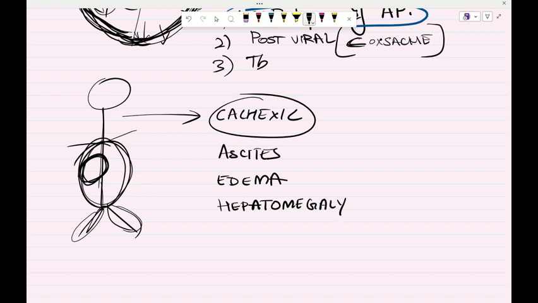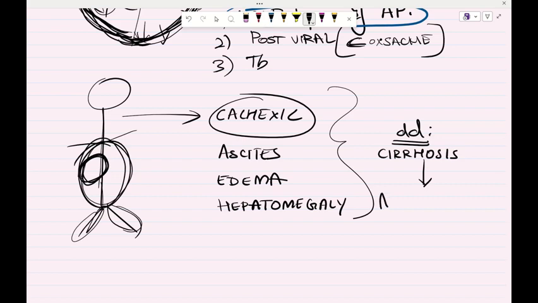This makes you think of some other disease. You won't think about CCP first in these patients. For a patient who is cachexic and has ascites, edema, and hepatomegaly, you mostly think about an abdominal cause, which is nothing but cirrhosis. So cirrhosis is a differential diagnosis for chronic constrictive pericarditis. But how do you differentiate chronic constrictive pericarditis from cirrhosis?